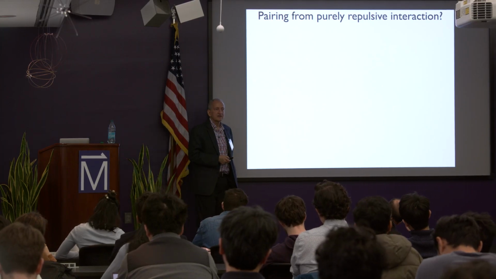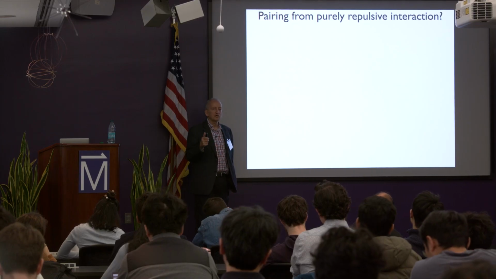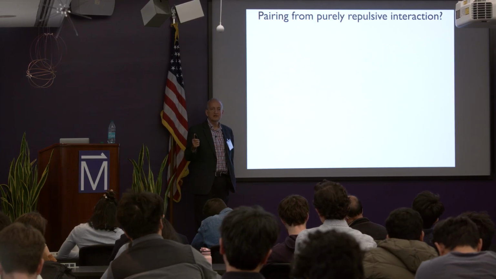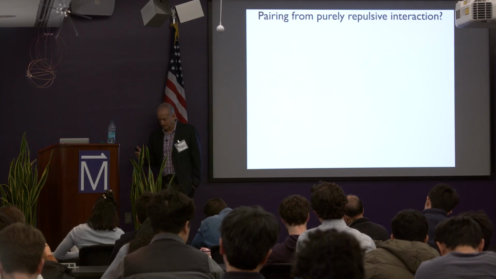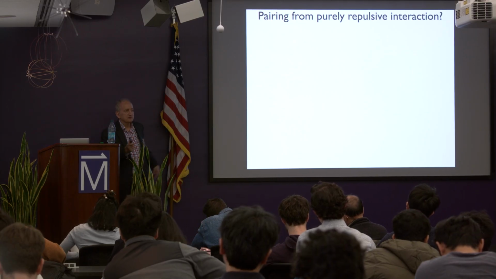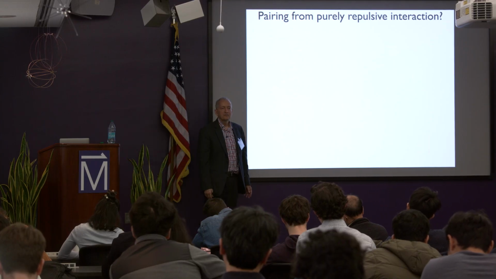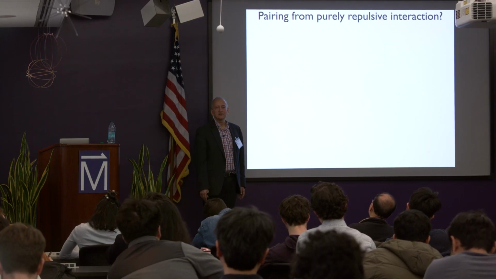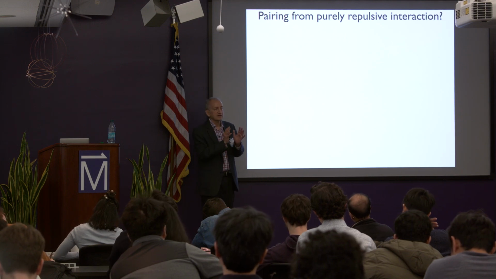The thing is that it's not pairing of electrons, it's pairing of composite fermions. The interaction between electrons is strongly repulsive. We know that the interaction between composite fermions is not the same as that between electrons, it's different. We know it's much weaker than the interaction between electrons, and there's nothing that says that it cannot be weakly attractive.